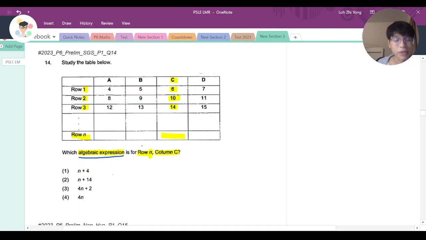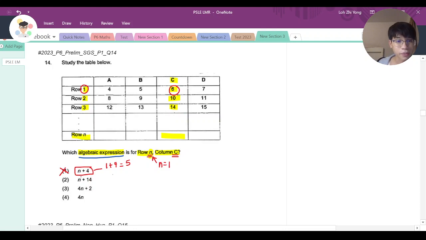Let me just mention it again. What's the algebraic expression for row n, column C? So we just need to try. When n is equal to 1, is it equal to 6? If it's equal to 6, then that will be the algebraic expression that we're looking for. So let's try here. n plus 4. If n is 1, 1 plus 4 is equal to what? 5. It's not 6 there. This is wrong. Simple? Let's move on.